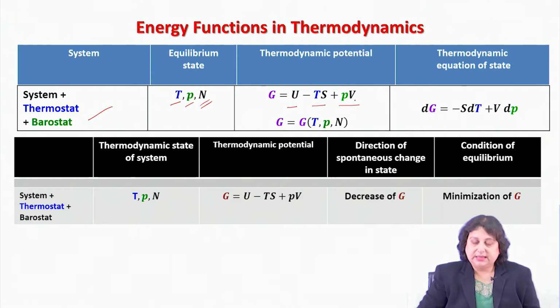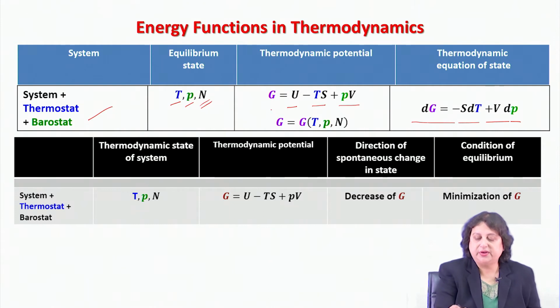And as you see, for a given equilibrium state for which temperature, pressure and the number of particles are known, the value of G is also fixed, and G is a state function. And the thermodynamic equation of state tells you that dG = -SdT + VdP. And we have already seen that irrespective of which system you have, under what condition you have the system, if you know the equilibrium state of the system, you can always find out G.